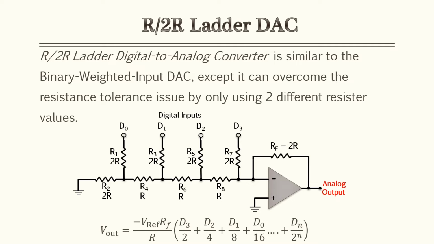The last converter we'll look at is known as the R/2R ladder. Now this one is similar to the binary weighted input digital analog converter, except it can overcome those resistance tolerance issues by only using two different resistor values. So you're still using an op amp, however, you're using two different resistor values, just R and then 2 times R. And you're still doing an inverting amplifier, you're just manipulating it in a different way.